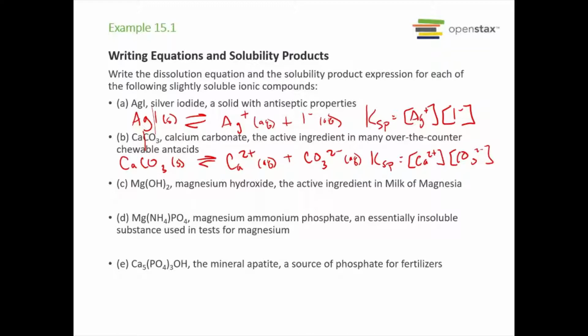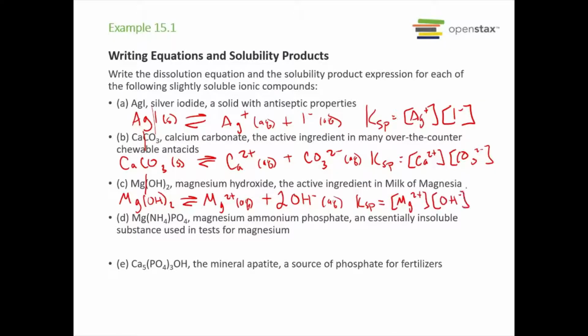Our next one is magnesium hydroxide, giving us magnesium and OHs. This is what's in milk of magnesia. Magnesium is 2 plus, again like calcium, it's in group 2, plus we make 2 OH minuses. Remember, it's not OH2. They're each separate OHs. So the KSP here is going to be Mg2 plus times OH minus squared. Don't forget that coefficient, just like Kc.